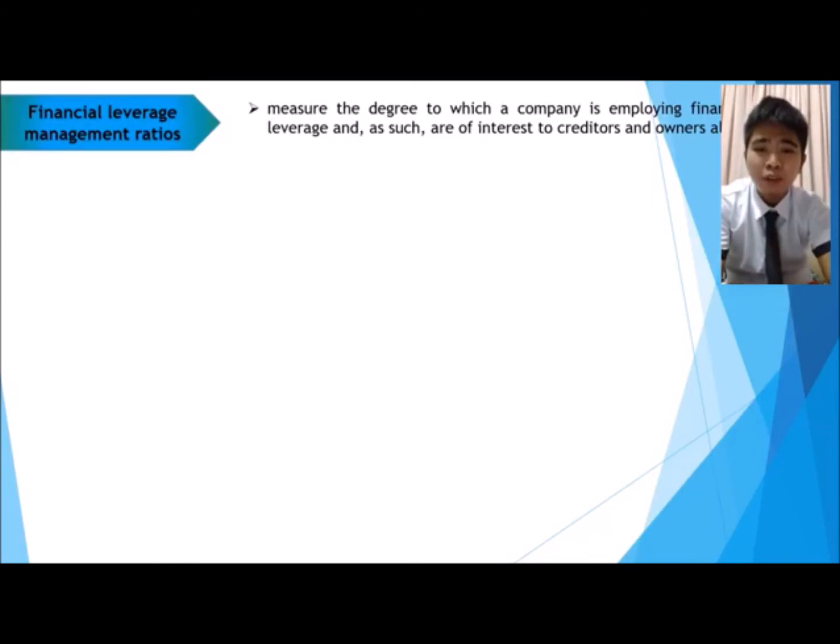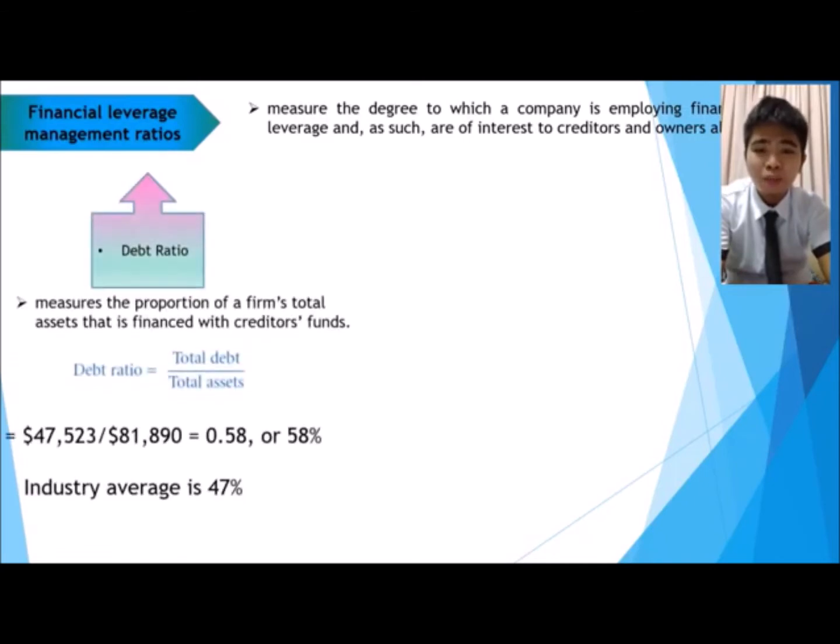Example of financial leverage management ratios, we have first a debt ratio. It measures the proportion of a firm's total assets that is financed with creditors' funds. In other words, it shows how many assets the company must sell in order to pay off its liabilities. Its formula is debt ratio equals total debt over total assets. For example, in Drake Company, its debt ratio is 0.58 or 58%, which is higher compared to industry average that is 47%. So we can say that there is a risk on J Company in terms of its debt ratio.